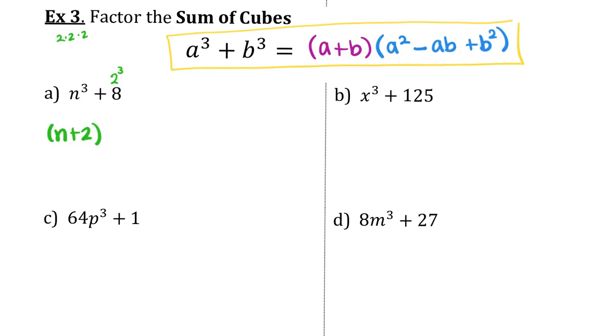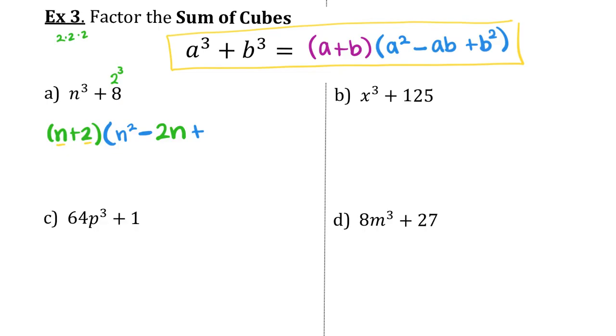Let's look at the second parentheses, which is going to be a trinomial. To get the n cubed here, this is n times n squared. In order to cancel, there has to be a minus, so the minus is going to go next. When I do the minus, I'm going to do a times b, which is the two things multiplied together. In this case, the two things are the 2 and the n. So 2 times n is 2n.